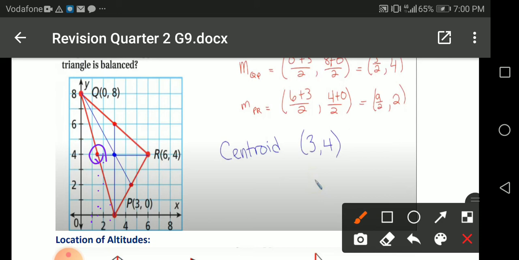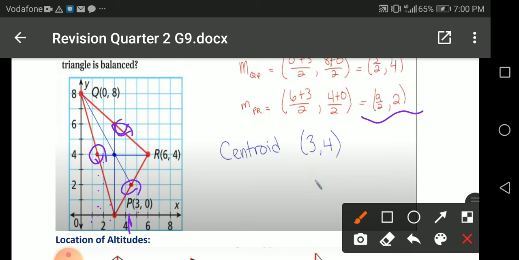Remember midpoint. What about the third midpoint? 9 over 2. 9 divided by 2 gives me 4 and a half. And 2. Where is 4 and a half? So this is 4 and a half. Then 2. Then go up 2. After drawing the 3 dots, the 3 midpoints, we do what?